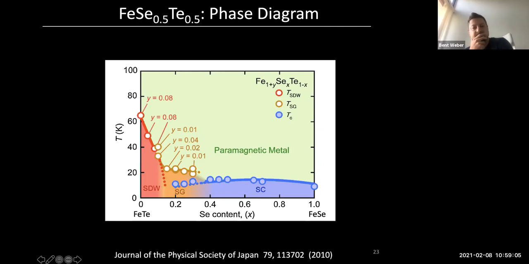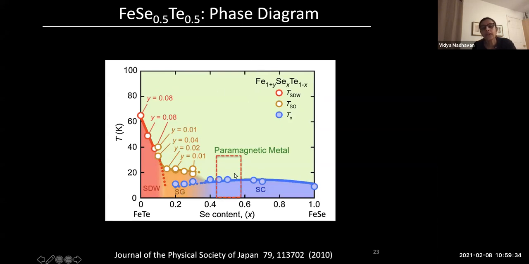So this is FeSeTe. This is the phase diagram. This is the FeTe end of things. This is the iron selenium end of things. Iron selenium, by the way, is a very famous superconductor because if you make a monolayer of it, its transition temperature goes from, let's say, 11 or 12 Kelvin all the way to 80 Kelvin. You must have heard of it. But what we're interested in is the alloy FeSeTe 50-50.